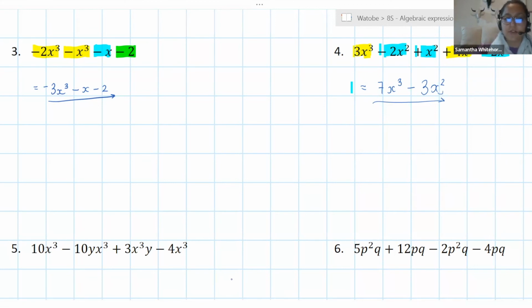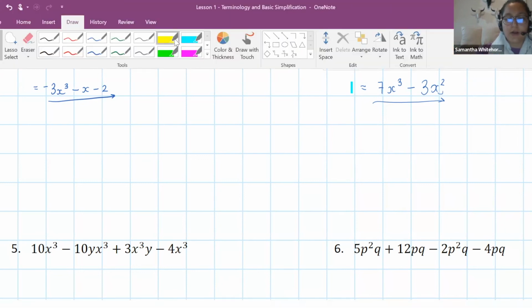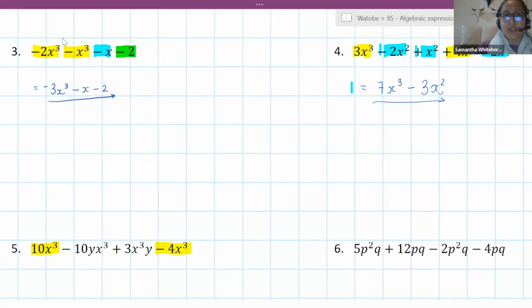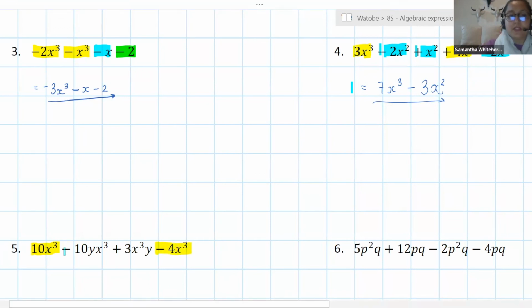Okay, I see some of you have also done question 5. Keep going. You're doing really well. If you're struggling with question 5, I'm going to highlight some like terms for you. Now, remember, I said to you, just because the order is a bit funny doesn't mean they're not like terms. So even though we've got negative 10yx cubed and positive 3x cubed y, because it's the same variables with the same exponents, they're like terms.